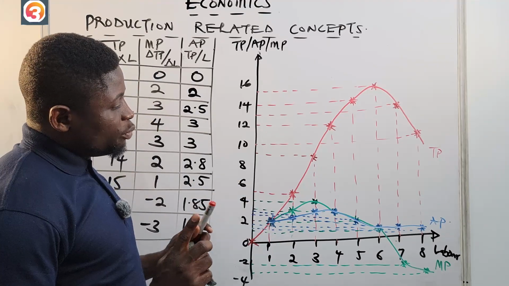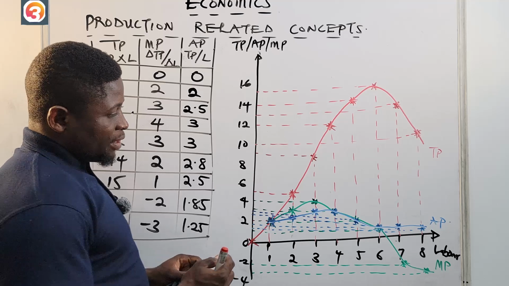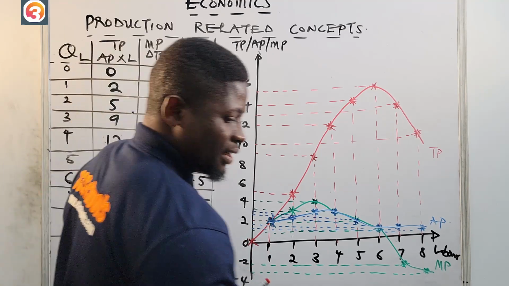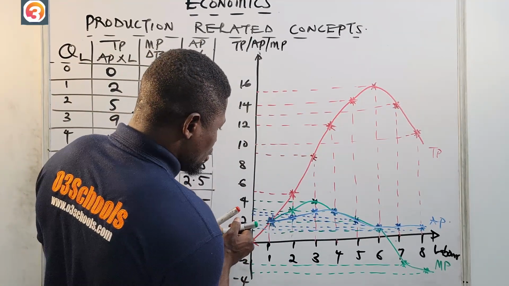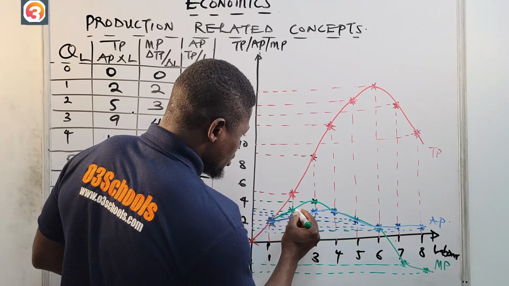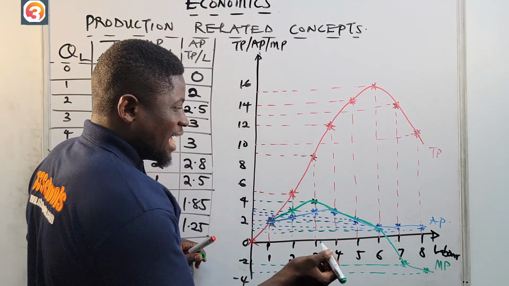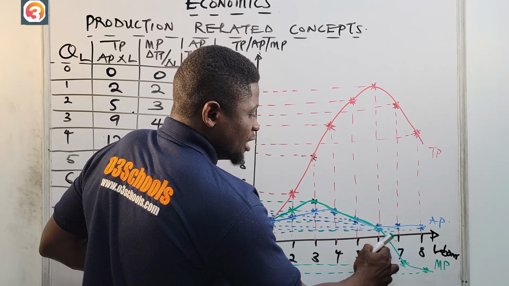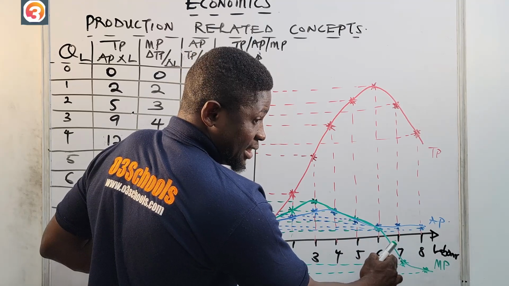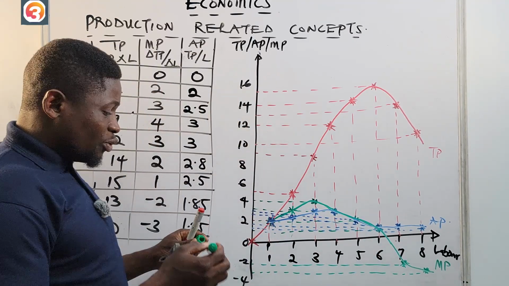All right, so let us begin with the MP curve. This green one is our MP curve. What do we notice from our MP curve? We notice that after 6 workers, it becomes negative, isn't it? What does it show?